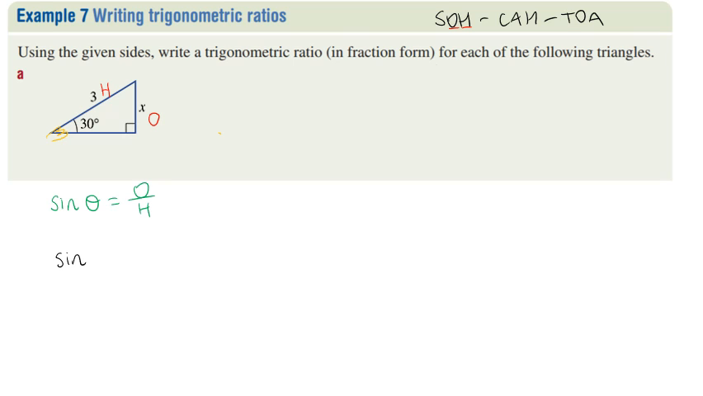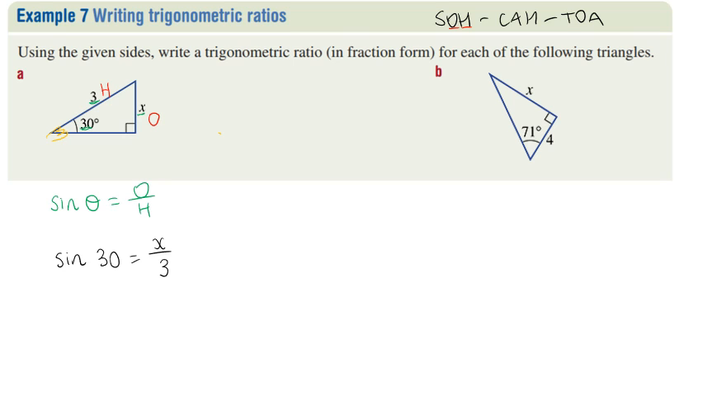So the value of the angle on this triangle here is 30. The value of the opposite side, x. And the value of the hypotenuse, 3. So that is my trig ratio written. We'll do another one.